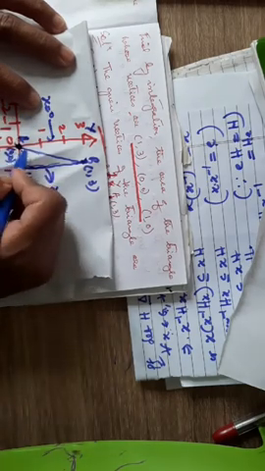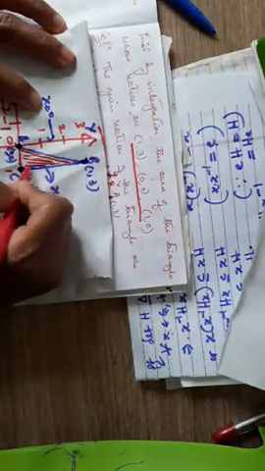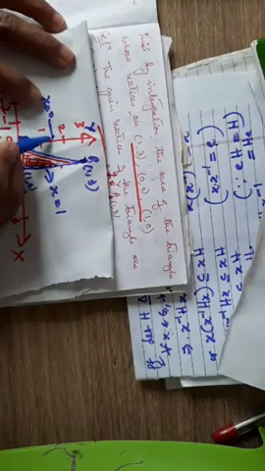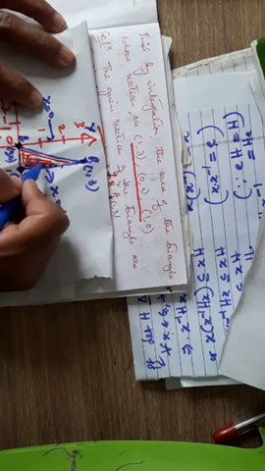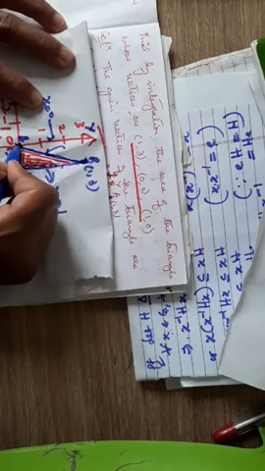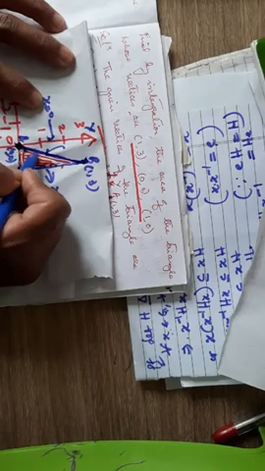Now we need to find out the area of this shaded region. This region is bounded by the x-axis between x is equal to 0 and x is equal to 1. And what is the curve in this case? It will be this one. I need to find out the equation of this line AB.